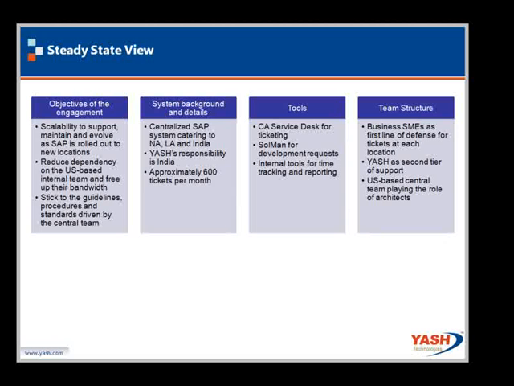The key objective of this engagement, as we started off with them, was to provide a significant amount of scalability to support, maintain, and evolve as SAP is rolled out to new locations. This is an organization which was on a growth path, looking at expanding their existing SAP footprint to new locations. There was an existing US-based team that was doing a lot of these activities, but they were stretched beyond their limits, in terms of doing ongoing sustenance as well as being called upon to do various rollout activities and various things of that nature. So it was quite a challenge for them and their bandwidth to be able to do all of that.